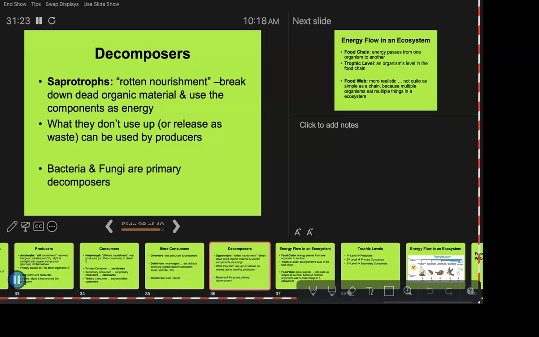And examples of these guys, and we already talked about them a couple minutes ago, but again, here it is in context. Your fungus, your mushrooms, and certainly bacteria.